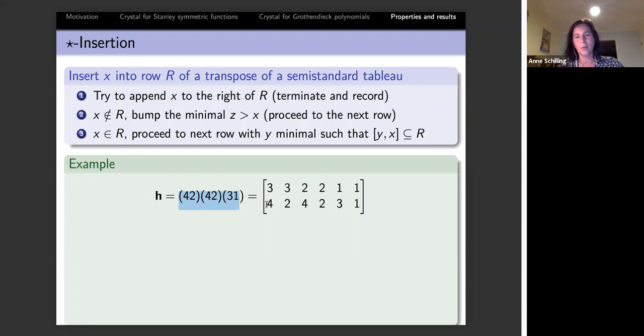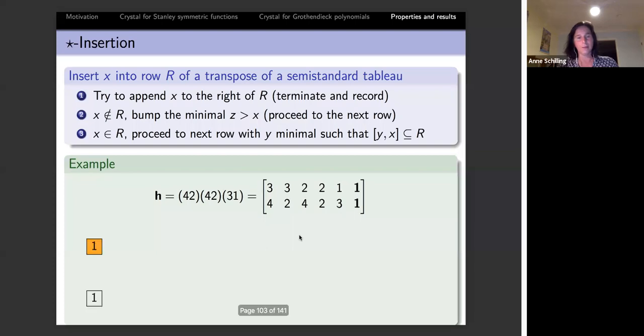In the bottom row, I've just basically written the word, right? The 4, 2, 4, 2, 3, 1. And then in the top row, I've just written in which factor it occurred. So the 3, 1 occurred in factor 1, so they both got label 1. And then these got label 2s because they occurred in the second factor, and they get label 3s because the 4, 2 occurred in the third factor.